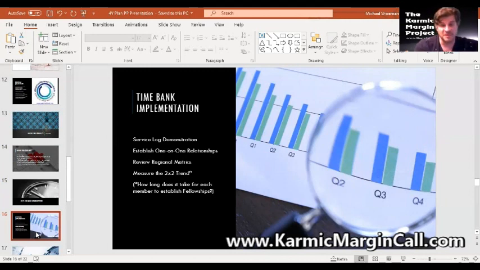We're measuring the 2x2 trend, and I'm going to talk about what that is a little bit more here. The 2x2 trend is how we create exponential growth through our individual efforts and understanding. What that is, the 2x2 trend, is just how long it takes for each member to establish a new fellowship. We measure the time that it takes, and we can predict how long it's going to take to get to the first million mark, billion mark, and then the trillion mark.